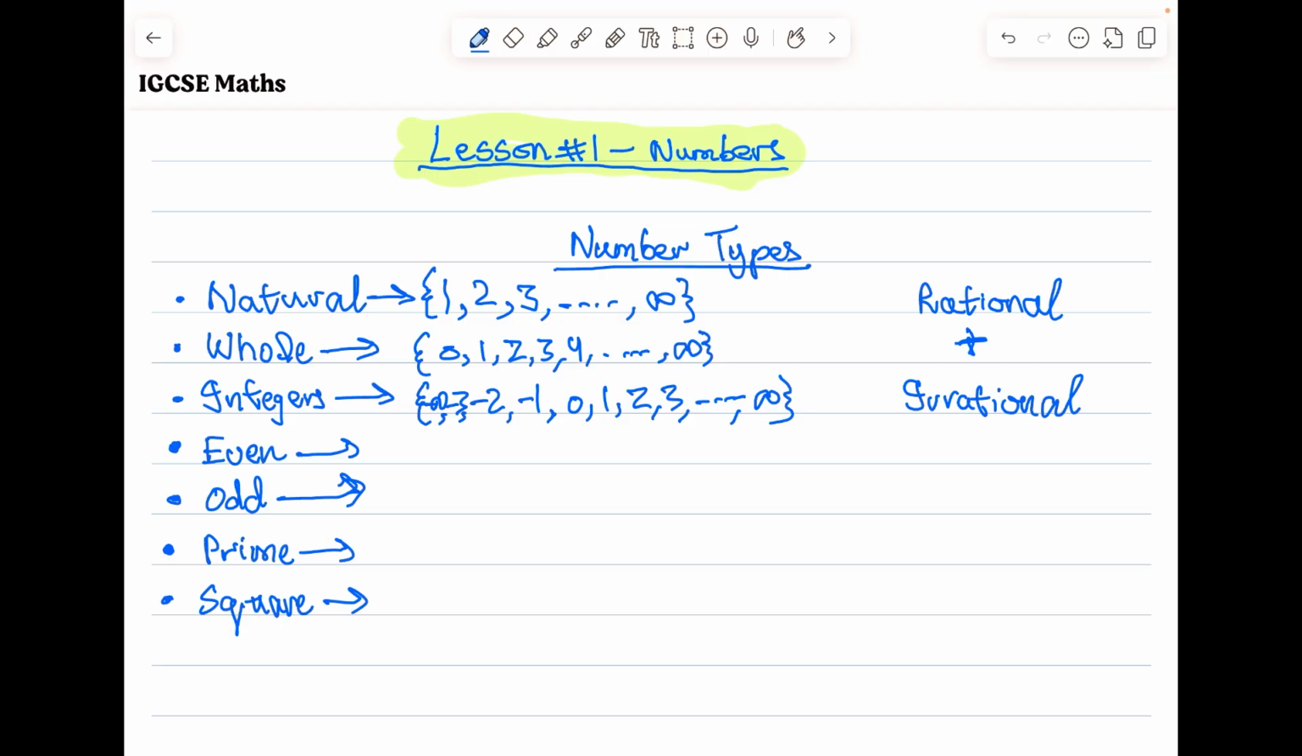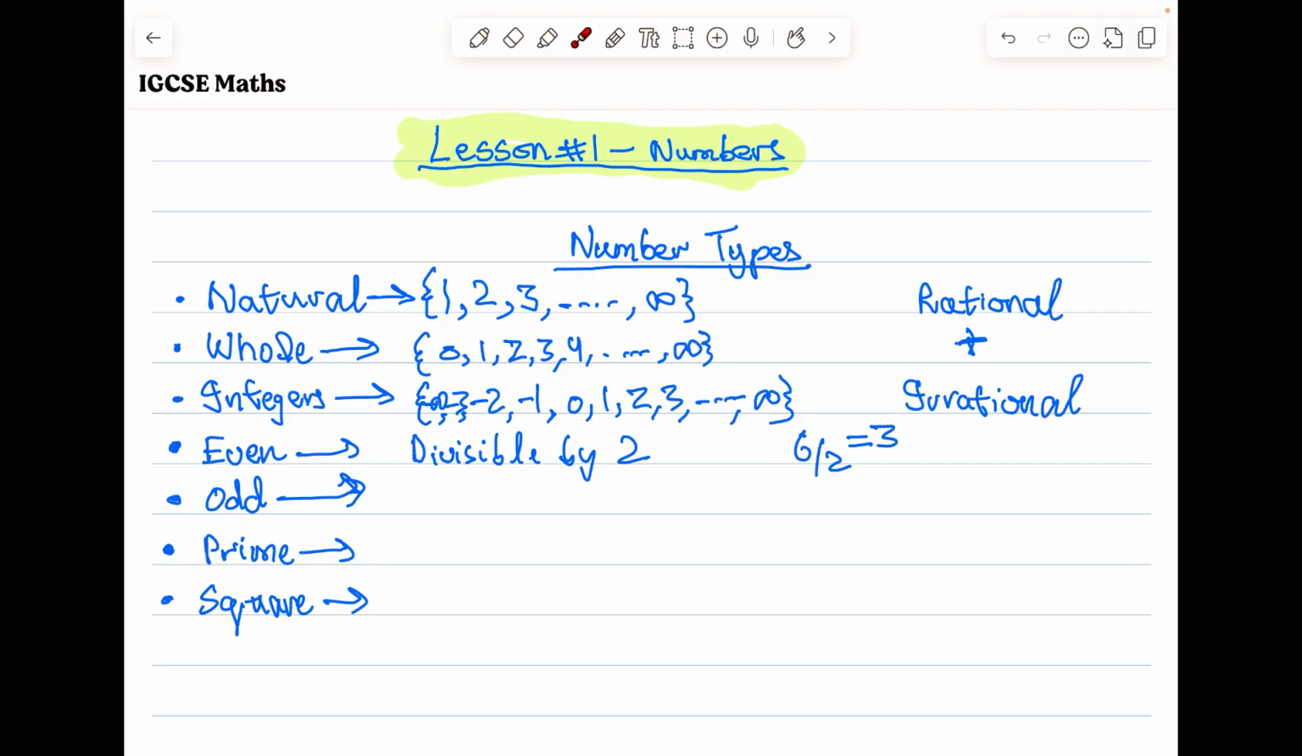The even numbers. These are numbers divisible by two, which is to say when you divide them by two, you have no remainder. So division works as follows. If we have 6 divided by 2, that's 3. In this case, we say that 2 is the divisor, 6 is the dividend, and 3 is the quotient.